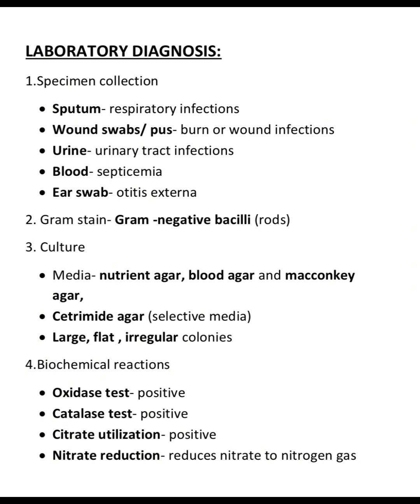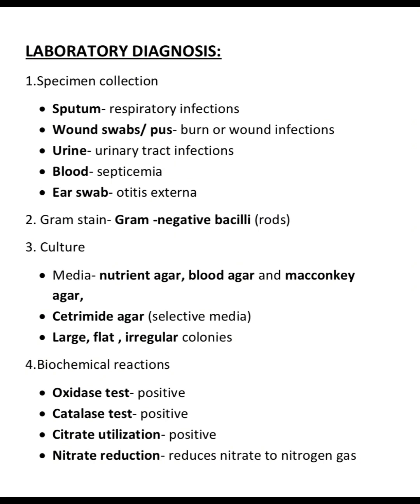Upon gram staining, Pseudomonas aeruginosa appears as gram-negative bacilli, that is, pink or red-colored rods. It is often seen singly or in pairs. Culture. As we have already seen, Pseudomonas aeruginosa grows well on media like nutrient agar, blood agar, and MacConkey agar. Cetrimide agar is a selective media for Pseudomonas aeruginosa. The colonies appear as large, flat, and irregular.